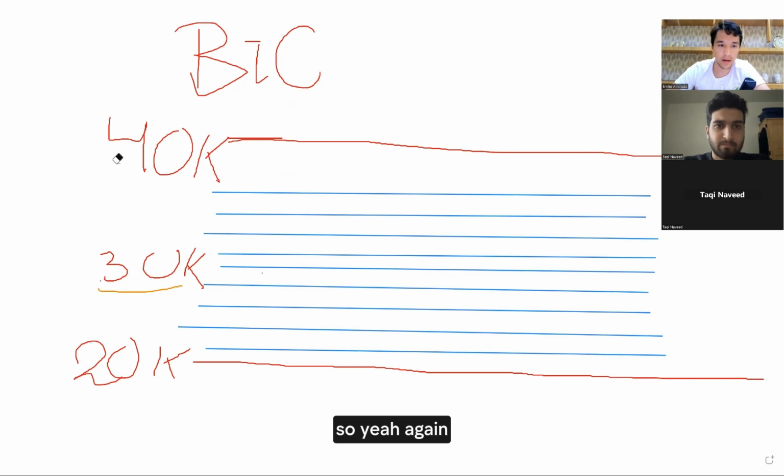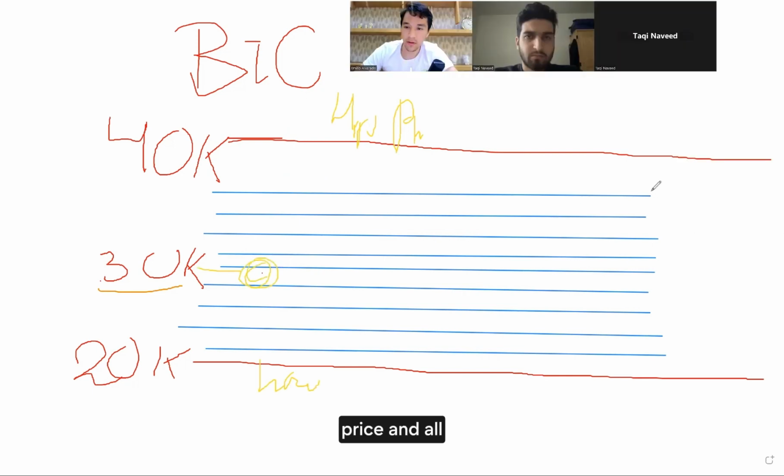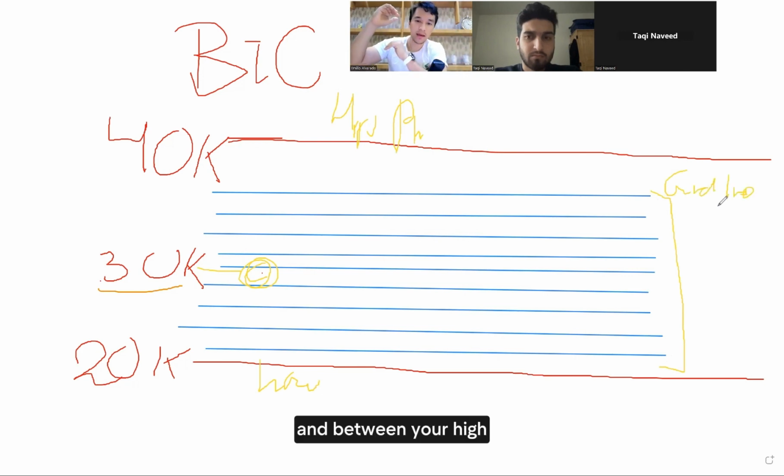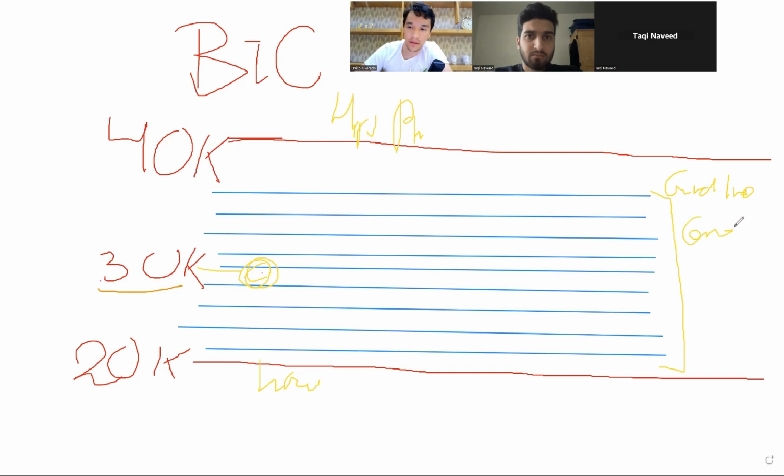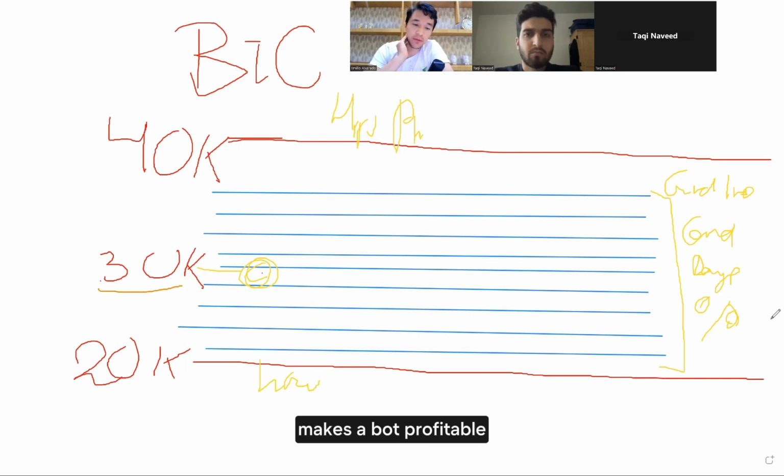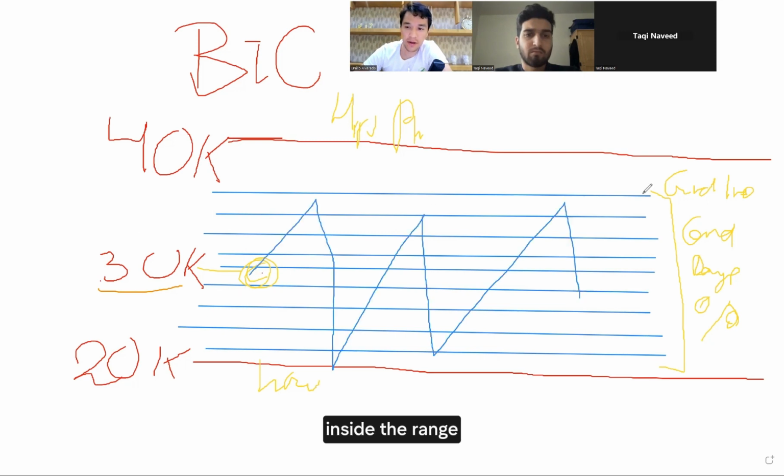So yeah, again, let's do a quick recap. This is the high price, this is the low price, this is the market price, and each of these lines is called a grid line. Between your high and low price, there is something called the grid range percentage. So coming back to what makes a bot profitable, it's going to be sideways movement, because we want to keep the bot inside the range. What do I mean by inside the range? Between your low and high price for as long as possible.